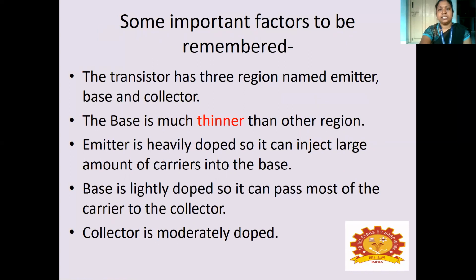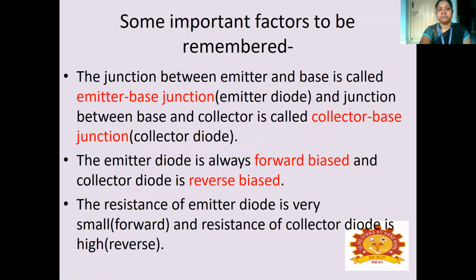The transistor has three regions, namely emitter, base and collector. The base is much thinner than the other regions. The emitter should be heavily doped, the base should be lightly doped, and the collector should be moderately doped. The emitter is heavily doped so it can inject a large amount of carriers into the base. The base is lightly doped so it can pass most of the carriers to the collector. And of course, the collector is always moderately doped.